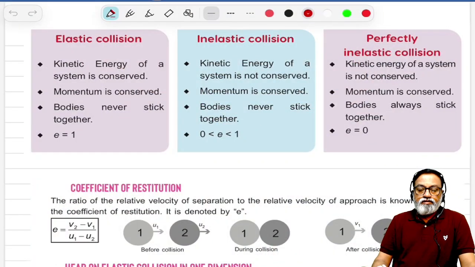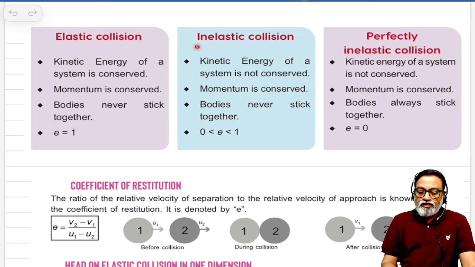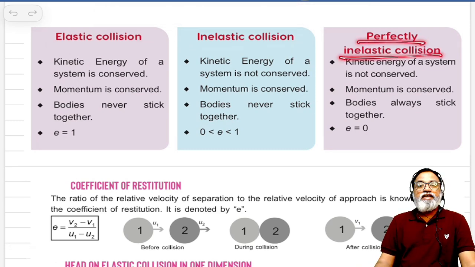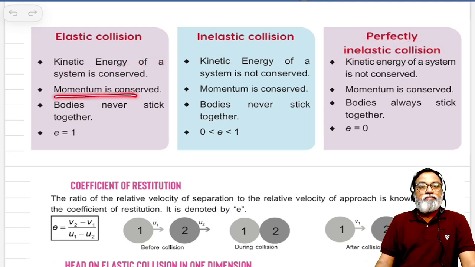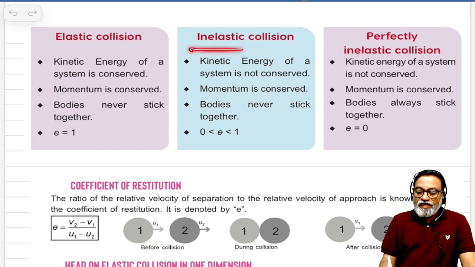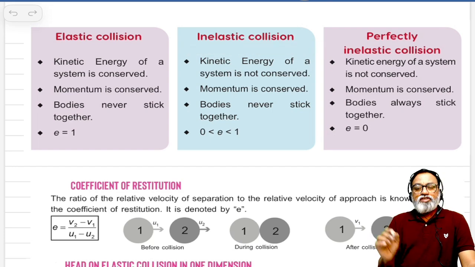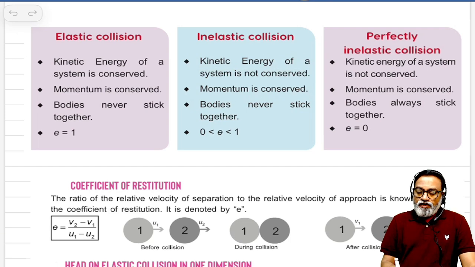In collision there are three types of collisions: elastic collision, inelastic collision, and perfectly inelastic collision. In elastic collision, kinetic energy and momentum both are conserved. Therefore, kinetic energy and momentum both are conserved only in elastic collision. Here, the coefficient of restitution is equal to 1. In inelastic collision, momentum is conserved in every collision, but kinetic energy is not conserved. Here, the bodies never stick together.